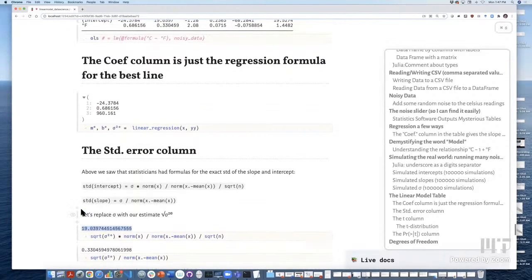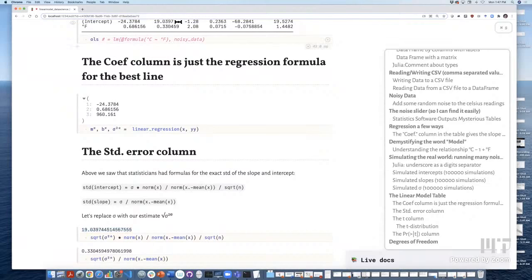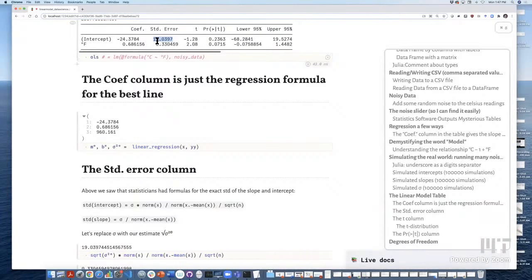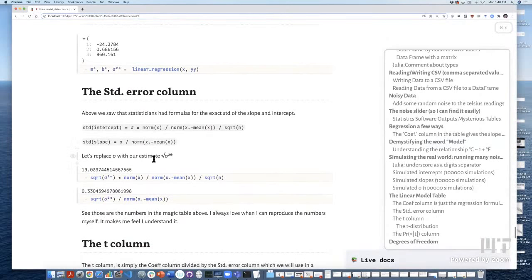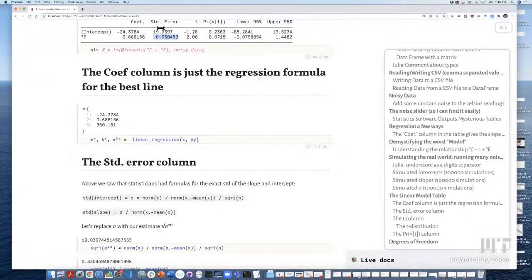And so this will be our approximation to the standard deviation of the intercept. And look at that. That is exactly this number over here, right? There's something very satisfying when you can produce the same number yourself, rather than from a mysterious table. This standard error is the estimated standard deviation in the coefficient of the intercept, okay? And then similarly, we had this formula for the slope. So let's use the estimate here, 0.33, and sure enough, that is the number here. Okay, so these numbers are not so mysterious.